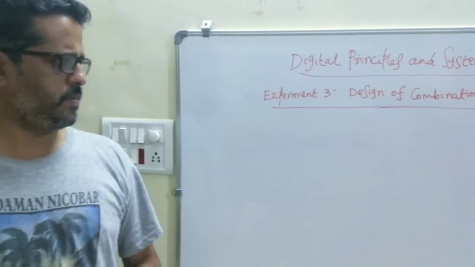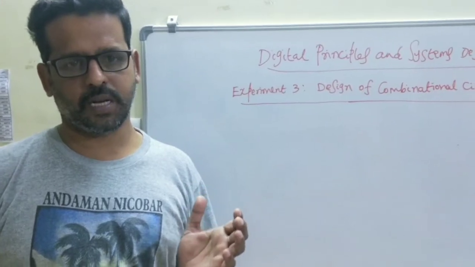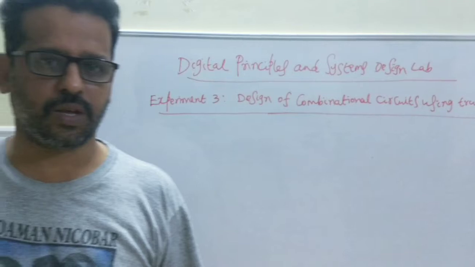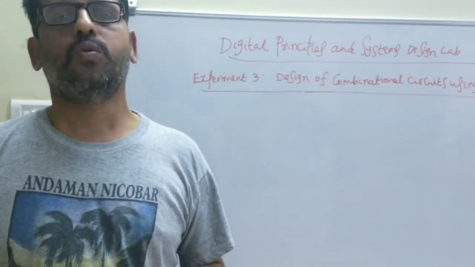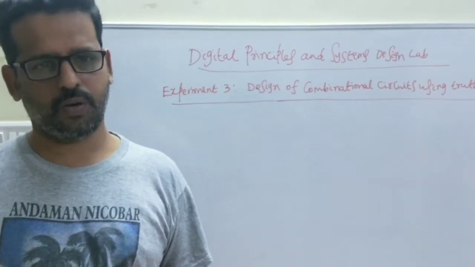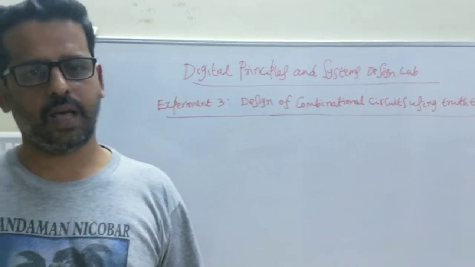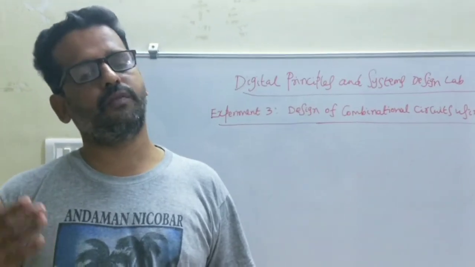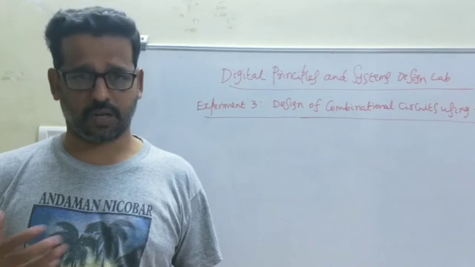Hi. Now we are going to discuss experiment 3 of the Digital Principles and System Design Lab. Experiment 3 title is Design of Combinational Circuits Using Truth Table. You know that a combinational circuit is a circuit whose output depends only on the present input. We can give many examples: half adder, full adder, half subtractor, full subtractor, decoder, encoder, everything comes under the umbrella of combinational circuits.